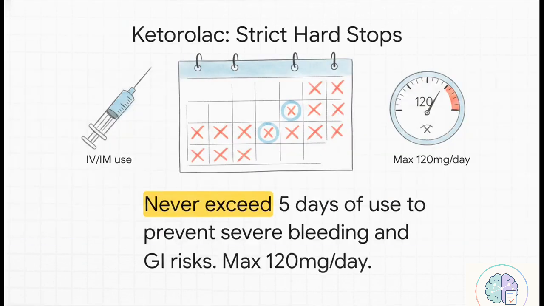But because it is so incredibly potent, parenteral ketorolac has a strict, non-negotiable maximum of 120 milligrams per day. And here is the most critical rule for this drug. Use must never exceed 5 days. Honestly, keeping it to 3 days is a much safer guideline. If you prolong it, the risk for profound bleeding and severe GI erosion simply skyrockets. Also, those oral 10 milligram tablets are strictly for continuing an already established IV or IM therapy. They are never to be used as a standalone routine NSAID.